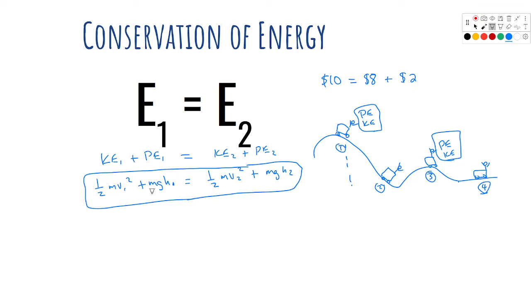It can go other places. It could go into heat, right? If I had friction in the bearings of the wheels, then some of that kinetic energy would be converted into heat. But normally we don't worry about that. We just pretend like the wheels are frictionless, and so we don't worry about the other forms. It's just kinetic and potential.